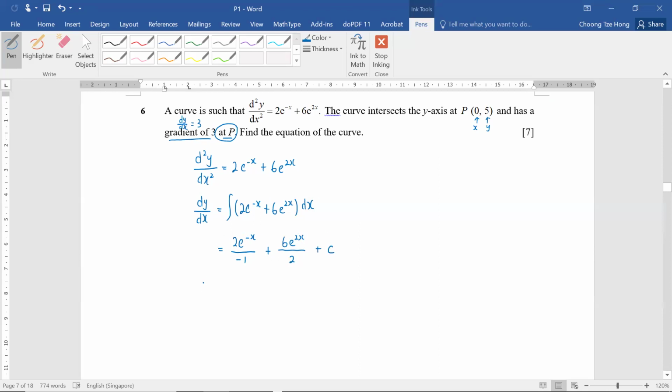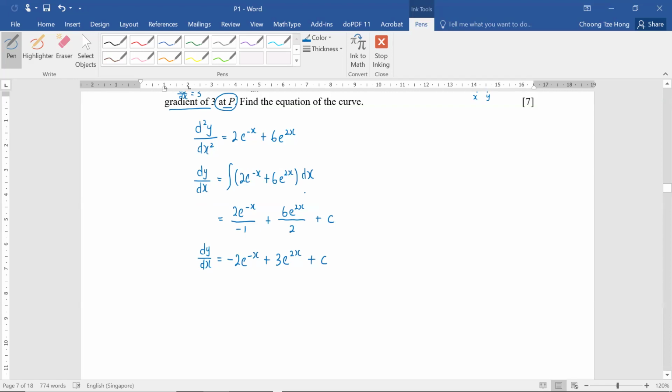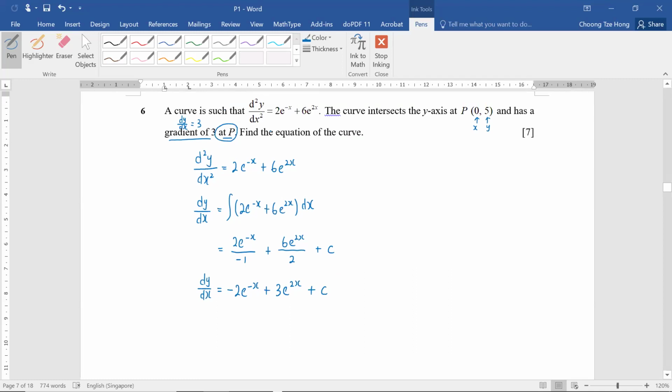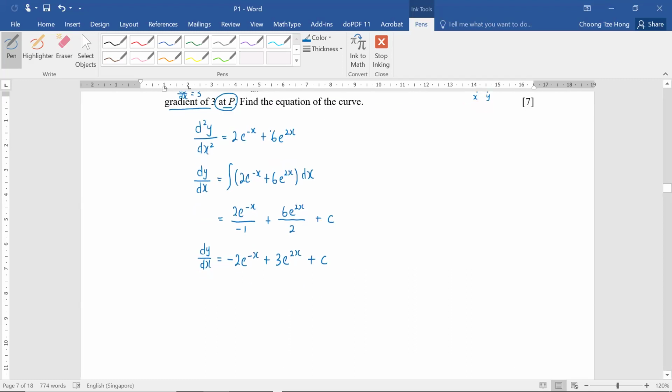So in other words, dy/dx will be equal to negative 2e to the power of negative x plus 3e to the power of 2x plus c. You can see that over here there's this constant value, an unknown. That is where this information will come in and help us. So at the point P, which is (0, 5), dy/dx equals 3.